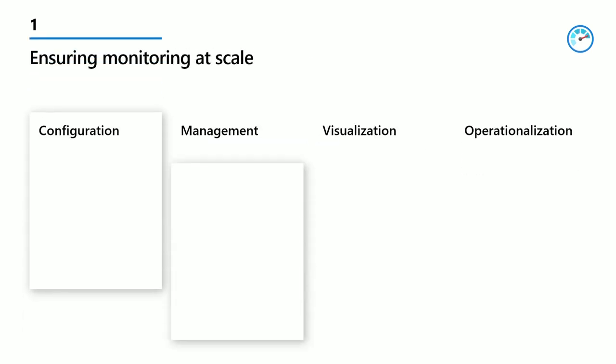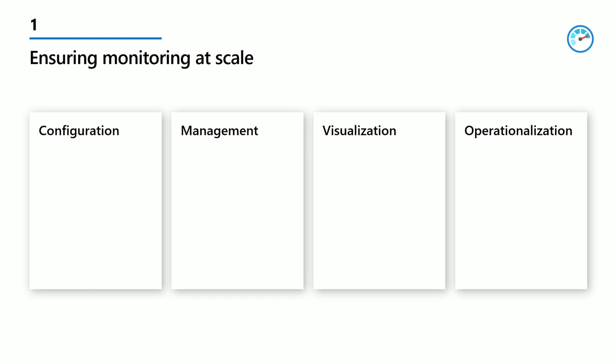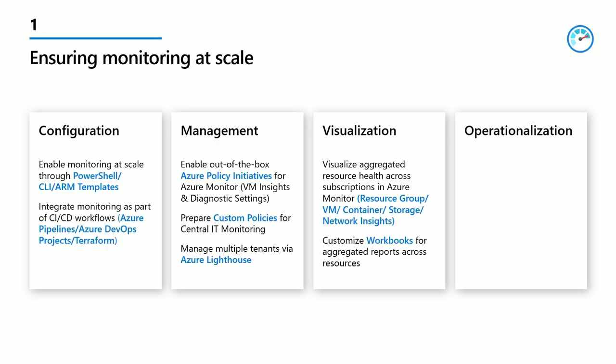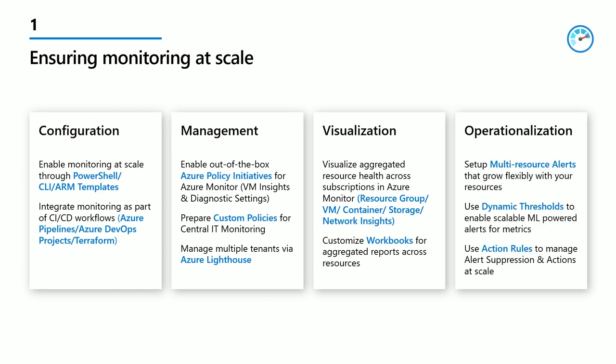For monitoring at scale, we'll look at four angles: configuration, management, visualization, and operationalization with alerts. You'll see that in the alert management demo. In the demo that I'll show you, I'll cover a little bit about the DevOps project, how we integrate with the CI/CD pipeline, and how you can use policy to monitor your infrastructure. And then we'll look at some of the visualizations that we have for scale.